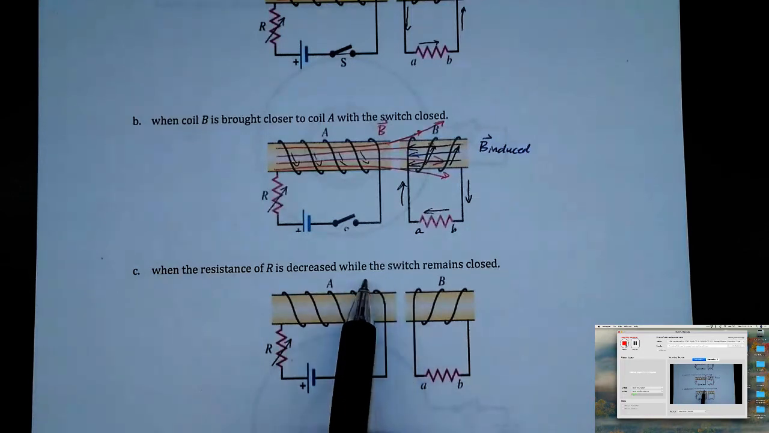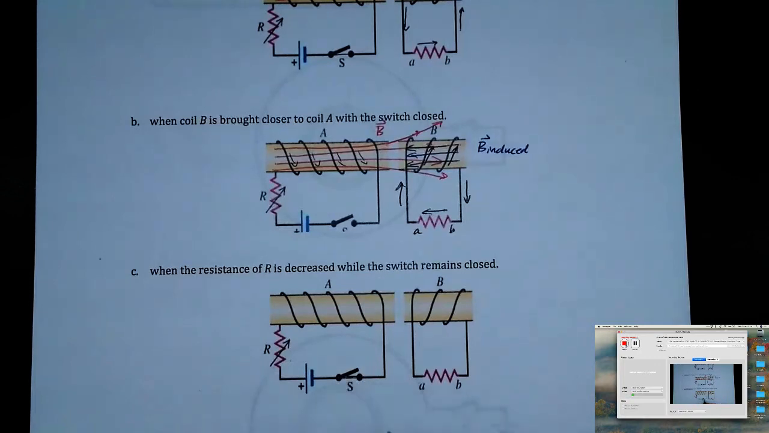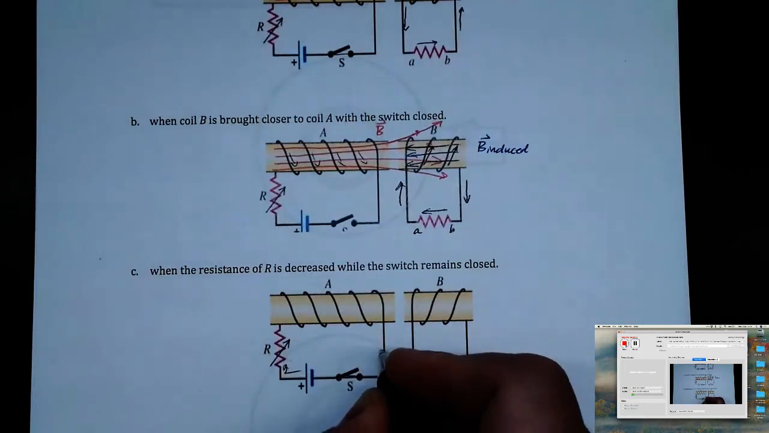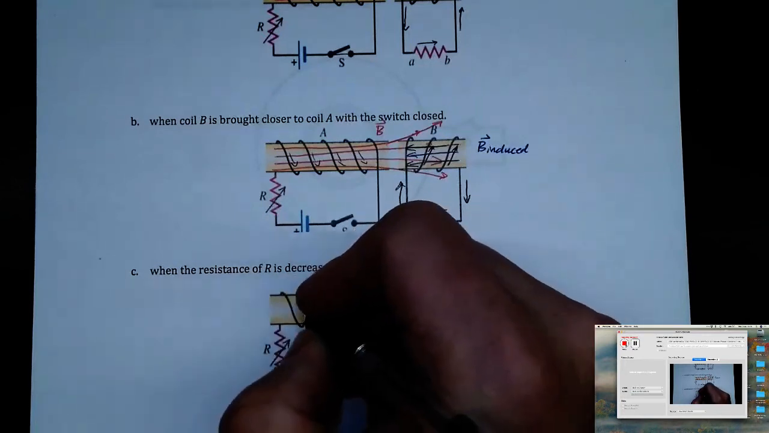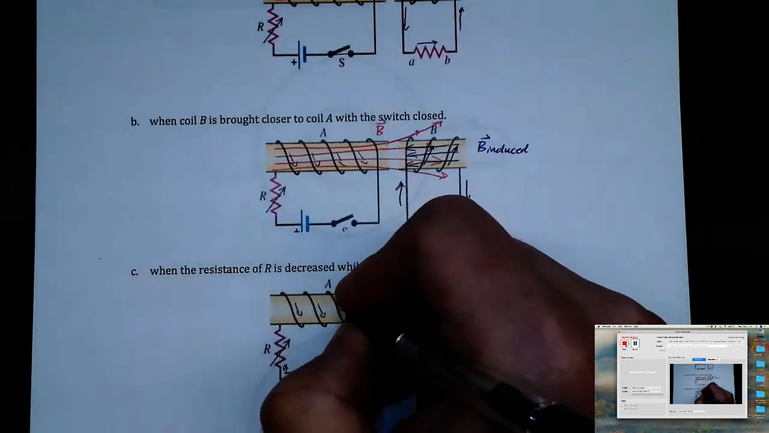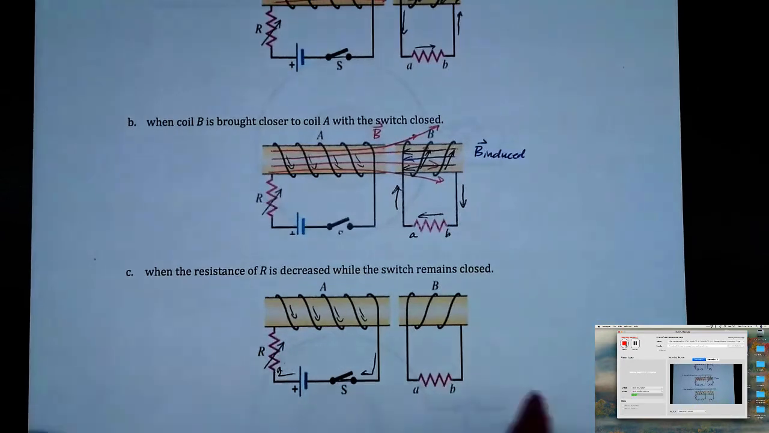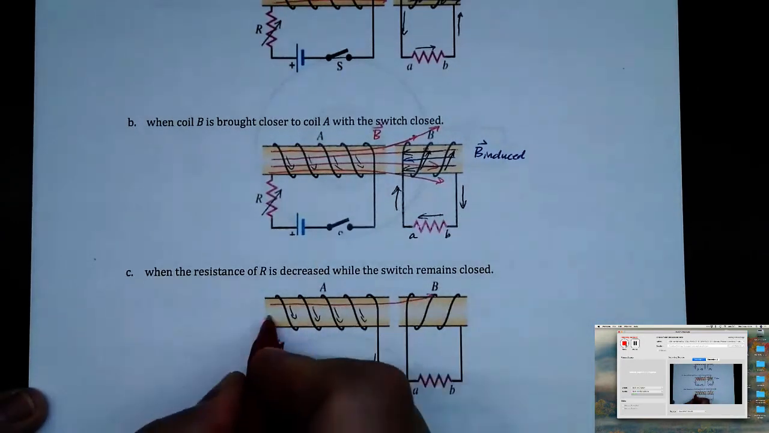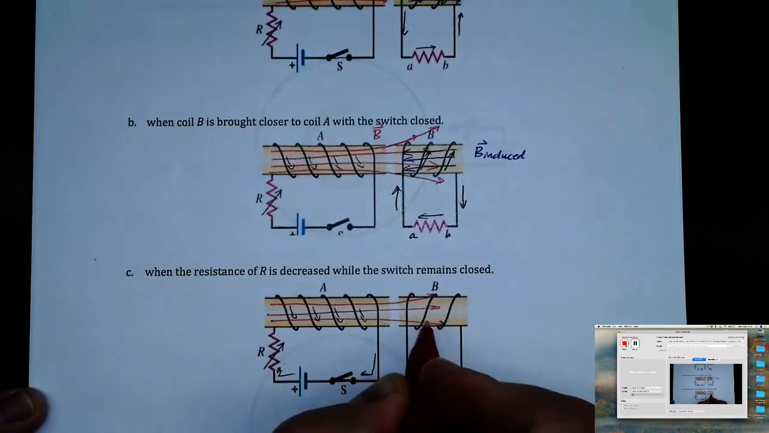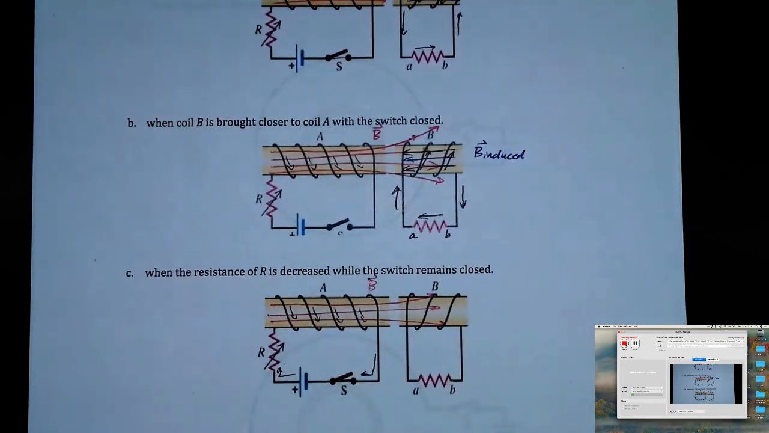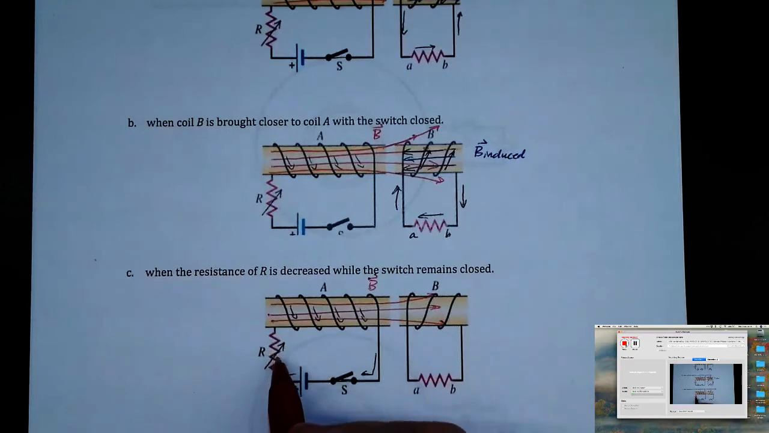Finally, when the resistance is decreased while the switch remains closed, so I have the switch now remaining closed, my current's flowing here, and again down in front of this particular coil, producing a magnetic field again that is oriented to the right here. When the resistance is decreased, so this is a symbol for a variable resistor. If you have any old stereos that have an actual knob that you turn, there's a variable resistor embedded in there. So I'm making this resistance smaller.